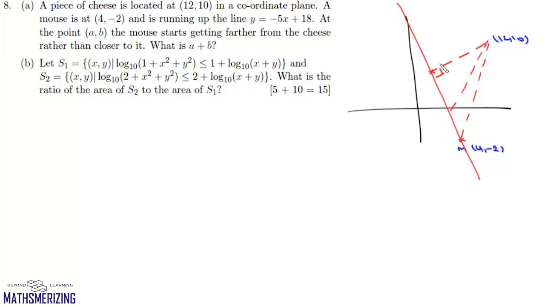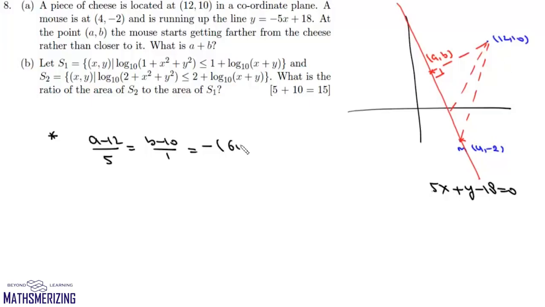So we need to find the coordinates of this point when the line joining this mouse and cheese is perpendicular to this given line. Suppose this point is (a, b), which is nothing but the foot of the perpendicular. Now the equation of this line is 5x + y - 18 = 0. Now we can use the formula for the foot of perpendicular. It is given by (a - 12)/5 = (b - 10)/1 = -, we'll put the value of this point in this line.